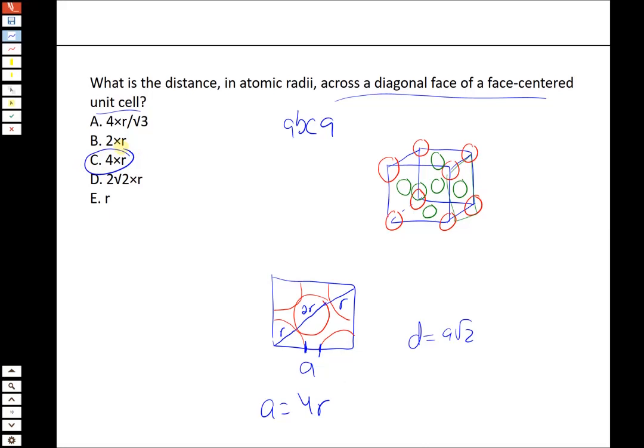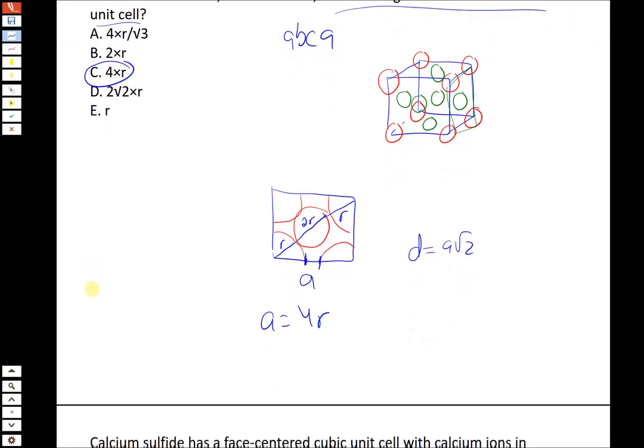Alright, so that information is in the notes. It wasn't in the little summary table that I gave you. But if you can visualize these structures, then it's a little bit easier to be able to come up with answers to some of these problems here that deal with the geometric relationships between the length of a side on the cube, which is A, and the atomic radius, which here is the radius, lowercase r.